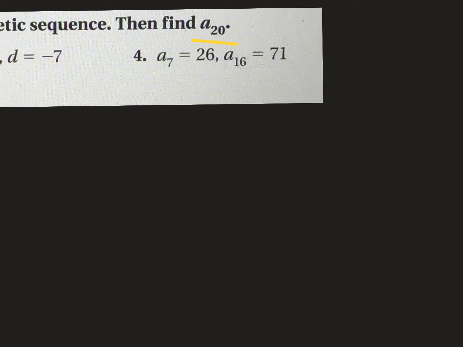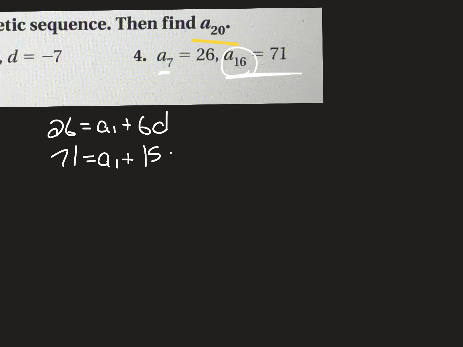If the 7th term is 26, that means I know this: 26 is the first term, which I don't know, plus n minus 1, n is 7, so 7 minus 1 is 6, times d. I don't know d either. I'm going to do the same thing for this one. 71, which is the 16th term, is the first term plus n minus 1. This time n is 16. 16 minus 1 is 15 times d. And what I have right here is a system. I need to find my first term and my d.